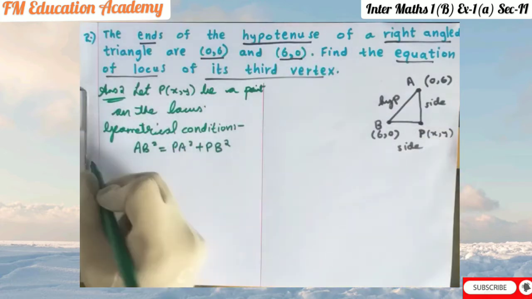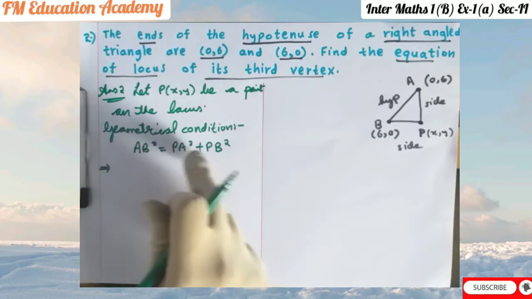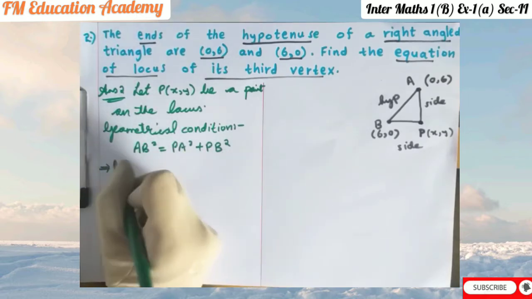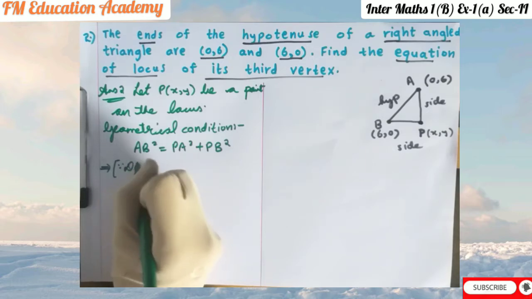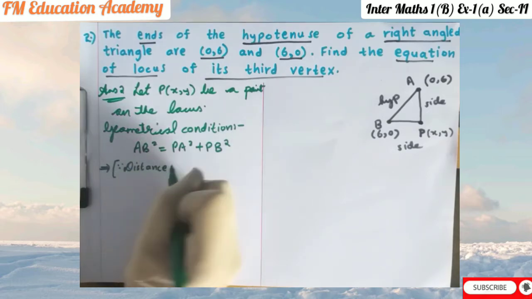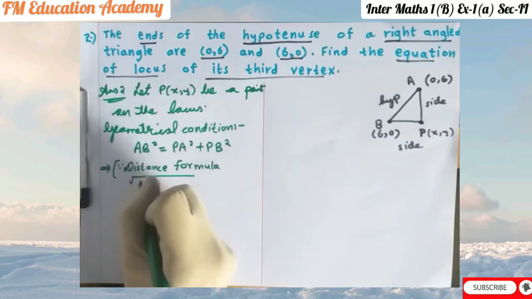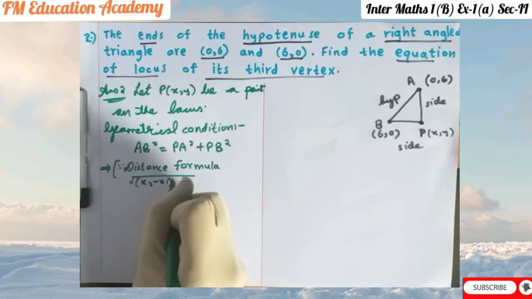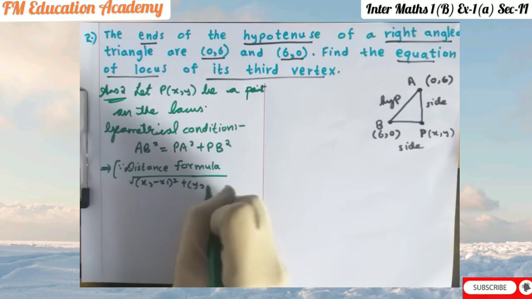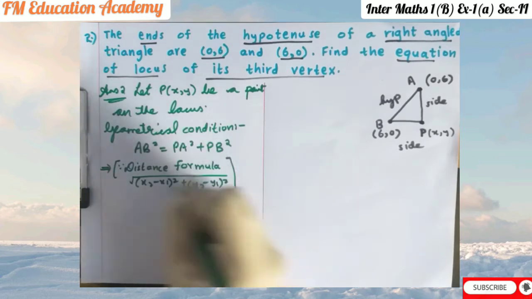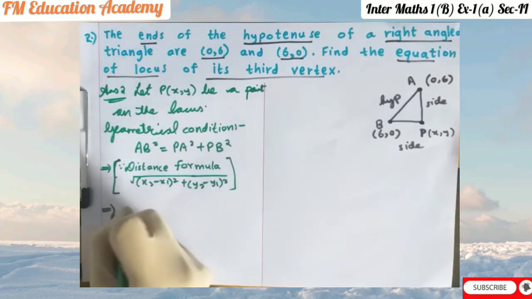by P. So here again AB, PA and PB are distances. So which formula we have to use here? We have to use distance formula. We know our distance formula is root of (x2 minus x1) whole square plus (y2 minus y1) whole square. So now find out AB square.